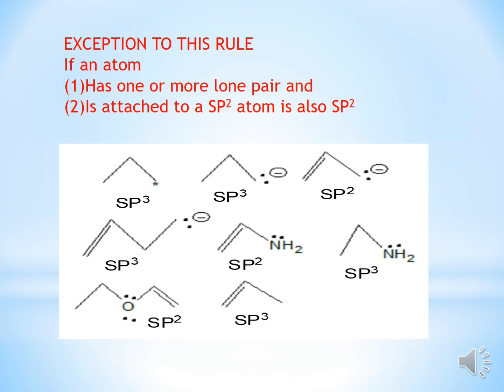In many cases we will see later on, while deciding aromaticity, we need to understand the hybridization of that particular atom, and in that case this exception rule will be very useful to us, right? So we have to remember, if an atom has a lone pair and is attached to an sp2 hybridized carbon, then the hybridization of that particular atom will also be considered as sp2.